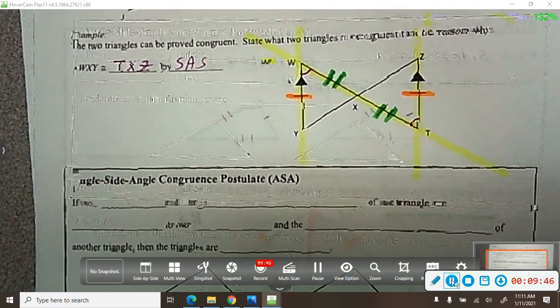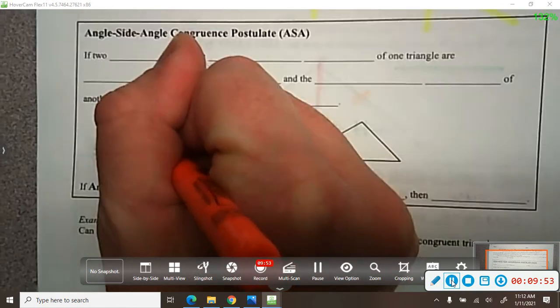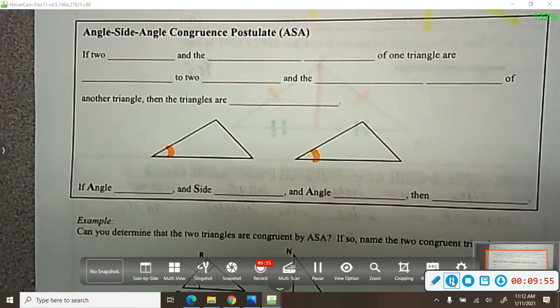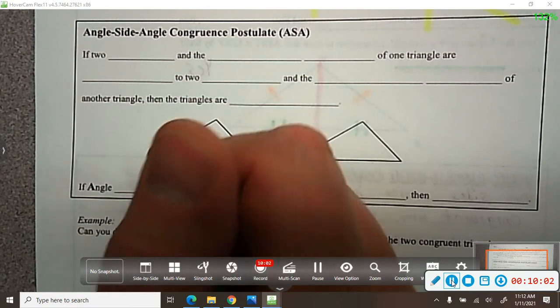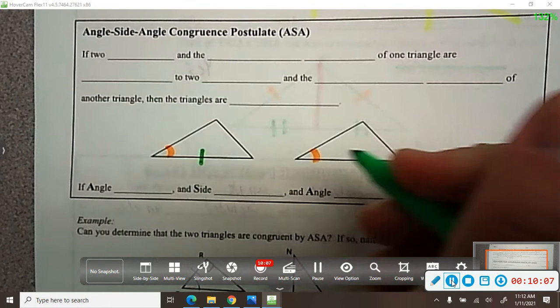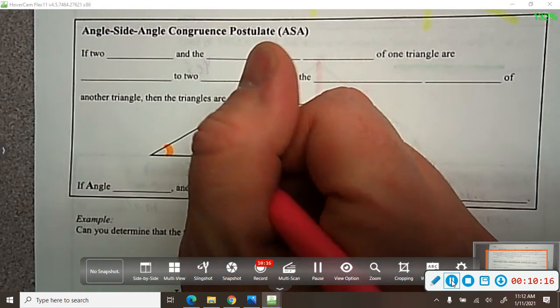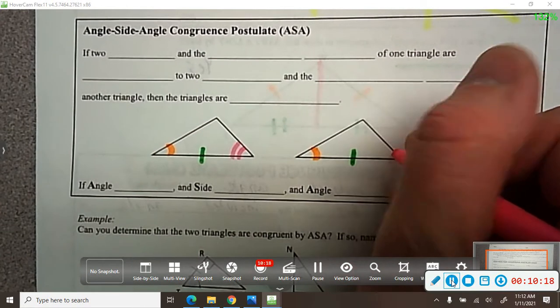The next theorem is called angle side angle. So if you know, say, this angle equals this angle. And then you know that it has to be this side or this side. I'll go with this side. Let's say you know this side equals this side. And you know that this angle equals this angle.